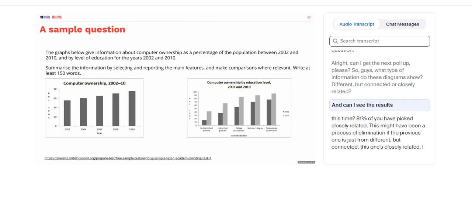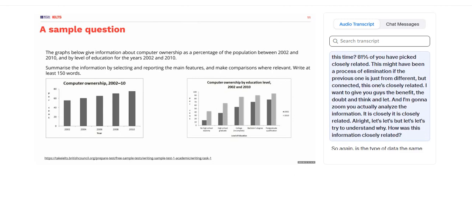And can I see the results? This time, 81% of you have picked closely related. This might have been a process of elimination. If the previous one was just different but connected, this one's closely related. But I'm going to give you the benefit of the doubt and think you actually analyzed the information. It is closely related.